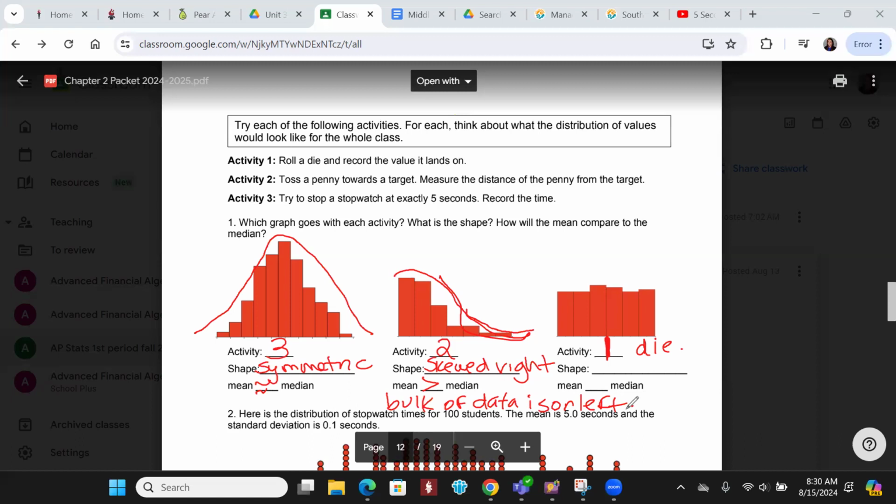All right. What about the last one? Okay. So we're going to say symmetric and uniform. Specifically uniform. Now, what about the mean to the median? About the same. Okay. All right, we okay on that?